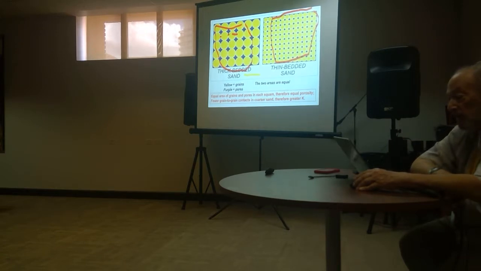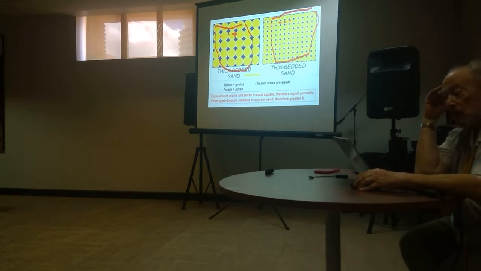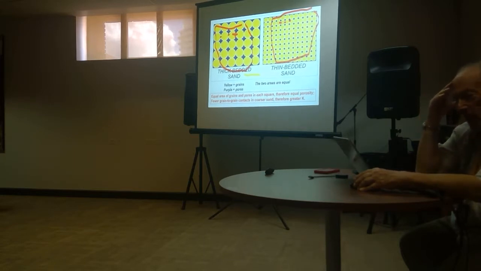And if you count the number of grain-to-grain contacts, you're going to have fewer here and many more here. So that's how a geologist would look at porosity and permeability. In other words, now permeability, your fluids are going to have a much harder time flowing through this finer grained rock than through this coarser grained rock, just because you have more of these grain-to-grain contacts.